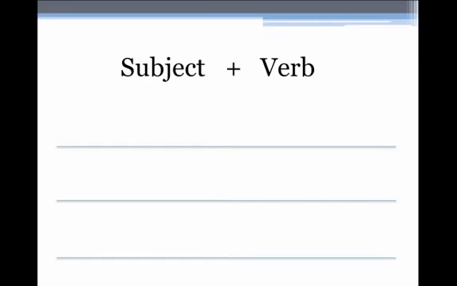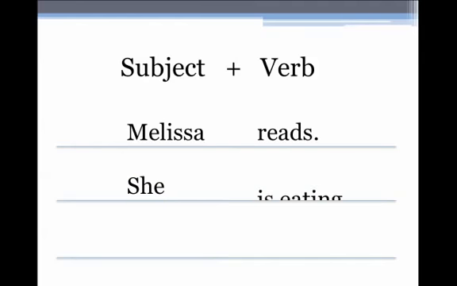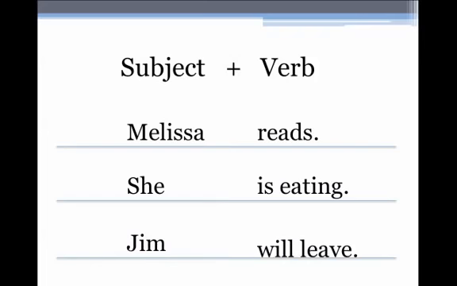For example, Melissa reads. Melissa is the subject. Reads is the verb. Let's look at 2 more examples. She is eating. Jim will leave. These sentences are very basic and do not have an object.